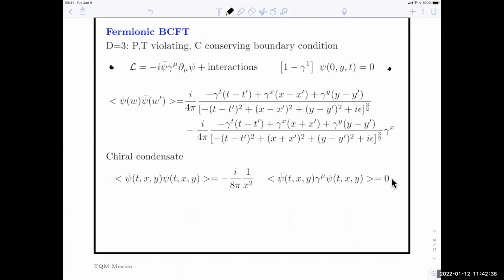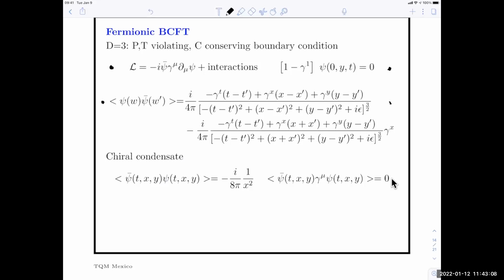One can easily find the two-point function of the Fermi field. It's the usual free field two-point function modified by the boundary condition. The modification from the boundary condition is just this image charge piece. And then one can go and compute some simple things. Well, this is free field theory. We expect things to be simple.